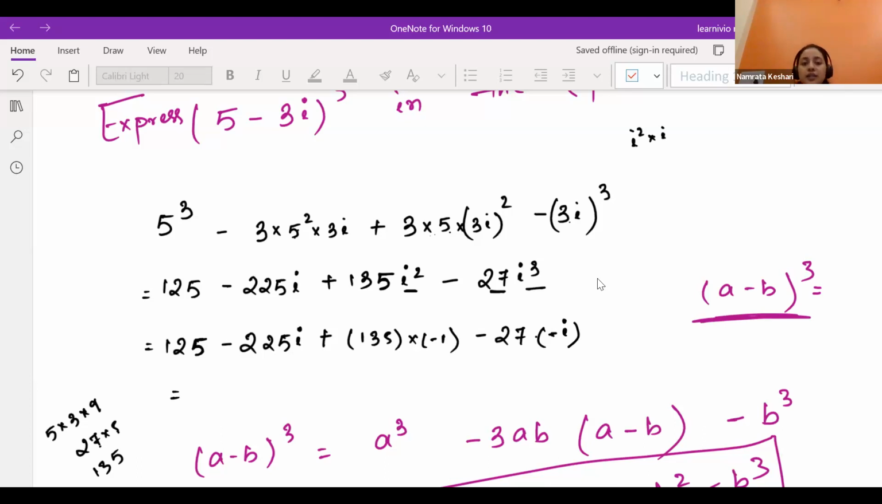Do the simplification and tell me A plus IB. Like, what is the real part, what is the imaginary part? 125 minus 135 is negative, so we are getting minus 10. After 225i is there, plus 27i is there. It's 225i plus 27i.